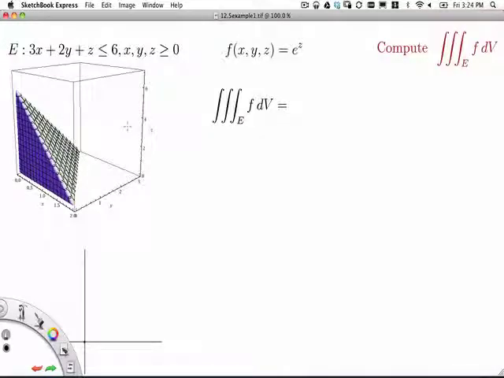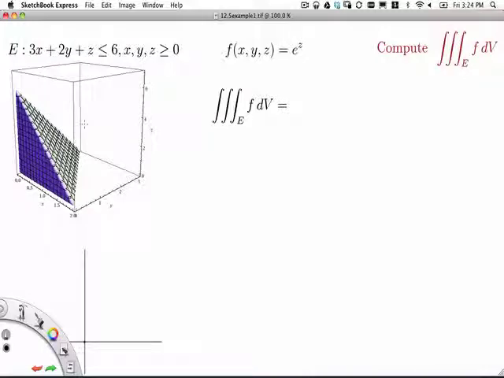Let's go through an example of computing a triple integral over a solid E in R3 using rectangular coordinates, the standard coordinates x, y, and z. So the function we're going to integrate is f of x, y, z equals e to the z. So it only depends on z non-trivially, but we can think of it as a function of three variables.